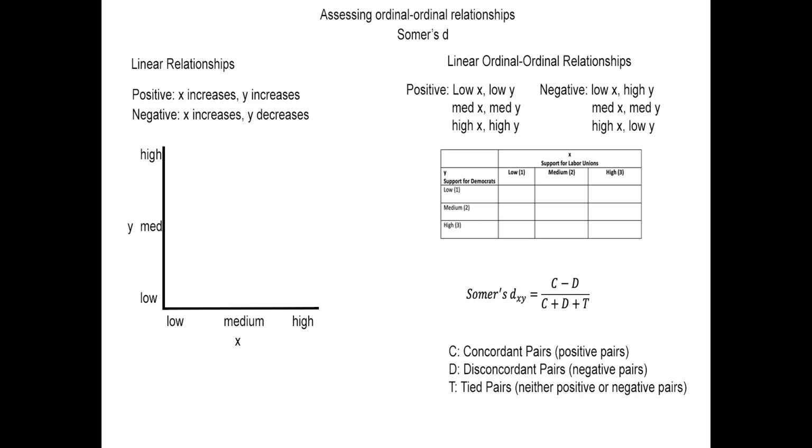It's a pair of observations that supports a negative relationship, so I call these negative pairs. Finally, we have tied pairs, which are pairs of observations that are neither positive nor negative.